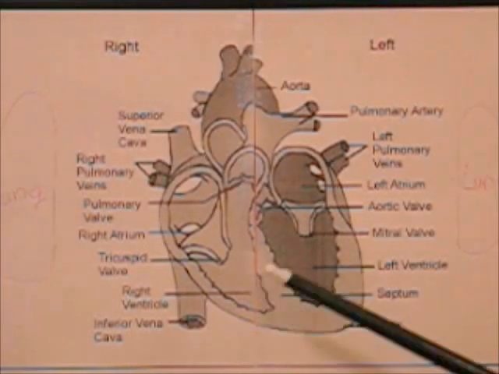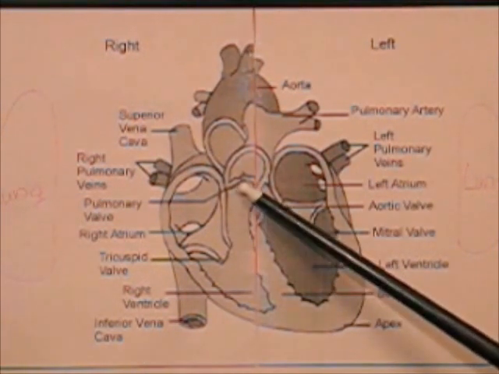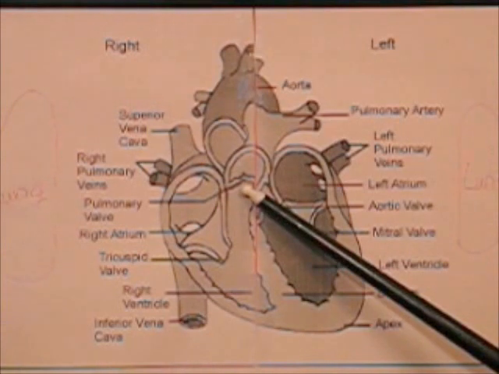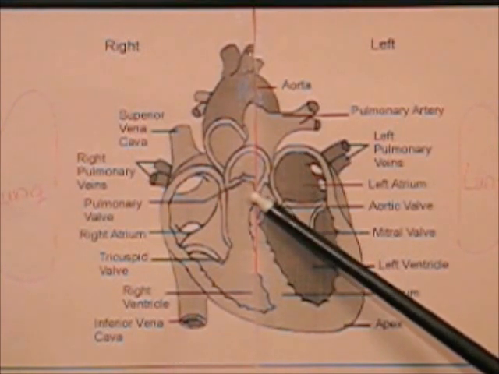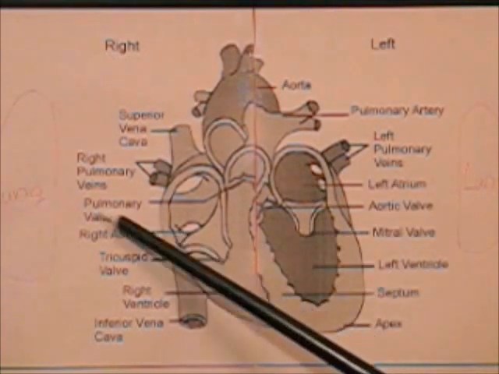And lastly, the semilunar valve is either of two valves, one in the aorta and one in the pulmonary artery, consisting of three crescent-shaped flaps of tissue and serving to prevent blood from flowing back into the heart after contraction. Here, it's the mitral valve here and the pulmonary valve here.